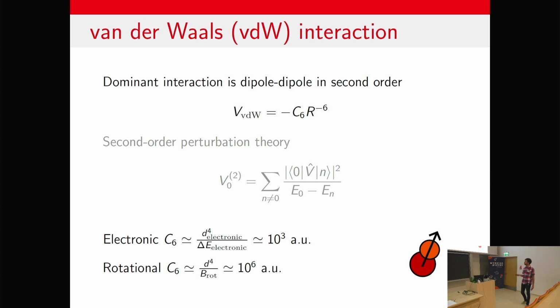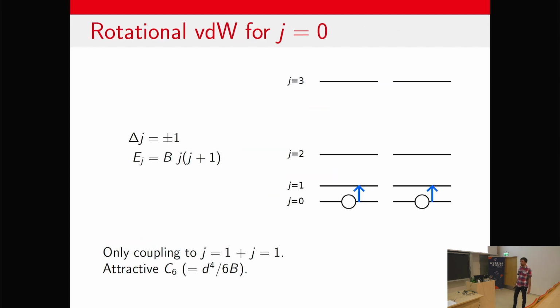In that case, dipole to the fourth divided by the rotational constant is about 1 million atomic units. These are very typical numbers. They don't apply to every molecule, so KRb is a notable exception, but for very many molecules this rotational interaction is by far dominant. So this is what I want to talk about. The other point about this energy denominator is that it's the one thing with a sign in this expression, so it determines the sign of the van der Waals interaction. If you're coupling predominantly to excited states, you have an attractive interaction, and if you're coupling predominantly to a lower lying state, you have a repulsive interaction.